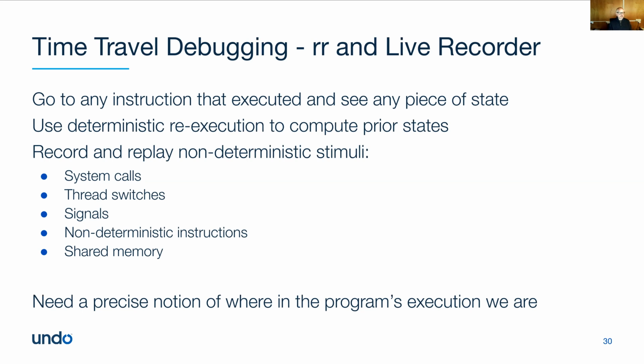So for this to work, I need to know when to stop, and when I'm replaying, I need to know exactly when to stop. I also need to know when to replay some of these asynchronous events. If it's an asynchronous signal, I need to replay that at exactly the right time. Otherwise, my program is going to do something different.